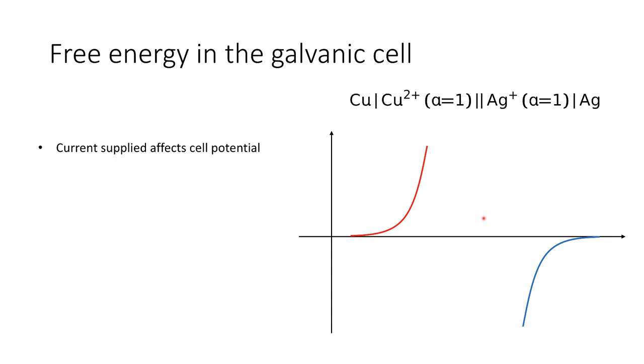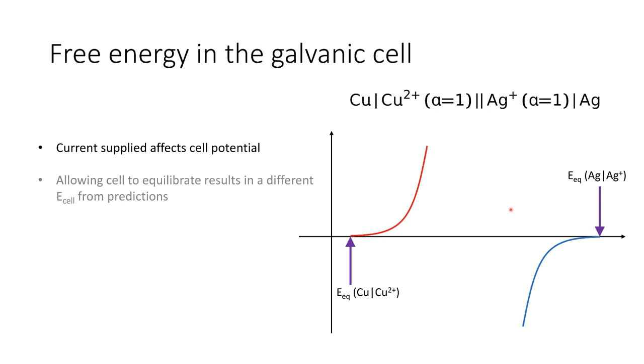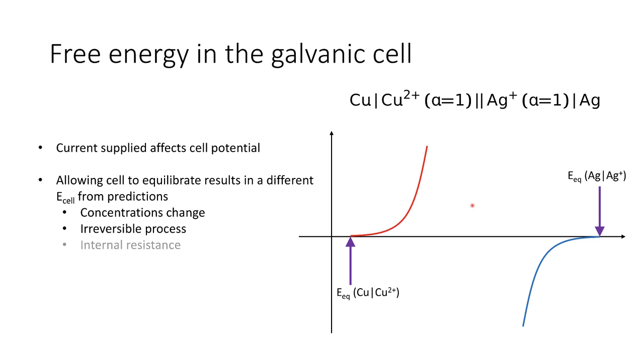If we think about our overall cell potential, we have our equilibrium cell potential for copper and our equilibrium cell potential for silver. Remember, these are the standard electrode potentials that we can look up in books, and we would expect the overall cell potential to be the difference of these, and we should be able to measure this. However, by allowing the cell to equilibrate, we will actually get a different potential measurement from that which our predictions would give us. As the cell runs, the concentrations change, so we move away from ideality. We have an irreversible process. We might lose material, which causes the process to be irreversible, and the cell itself has a fundamental internal resistance.